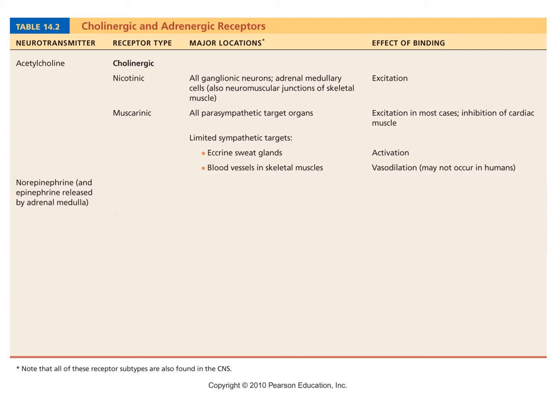Okay, the other neurotransmitter is norepinephrine and epinephrine. This gets released by the adrenal medulla. You have adrenergic receptors. So remember, adrenaline is another name for epinephrine and norepinephrine, therefore adrenaline, adrenergic. What are your major locations? It depends on which receptor type you have.